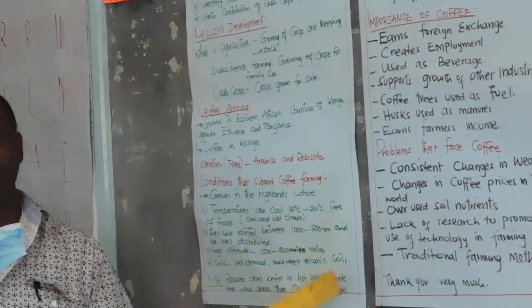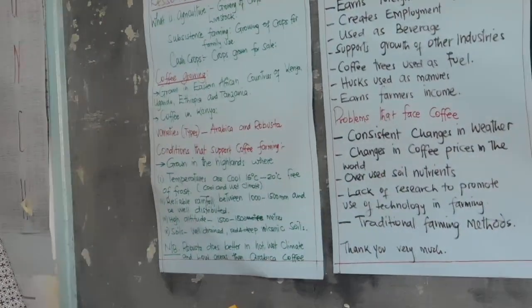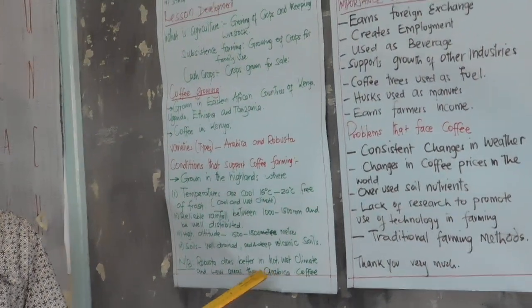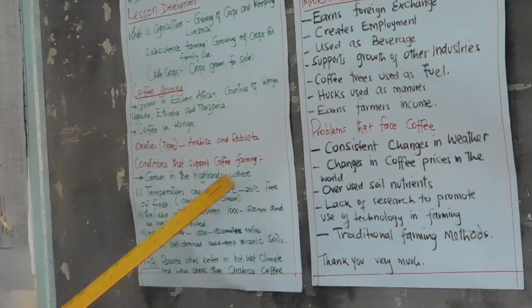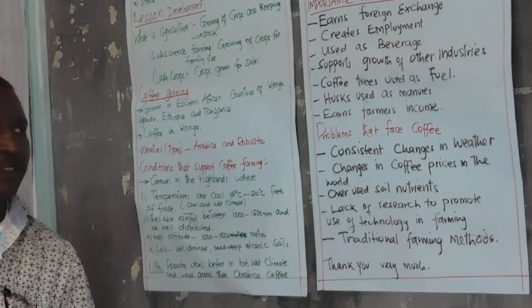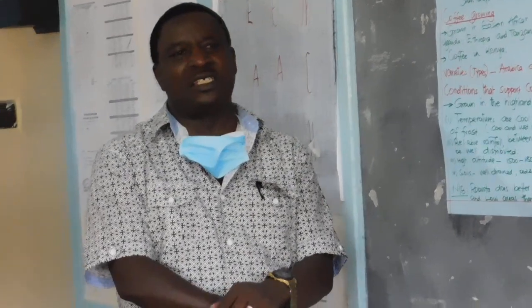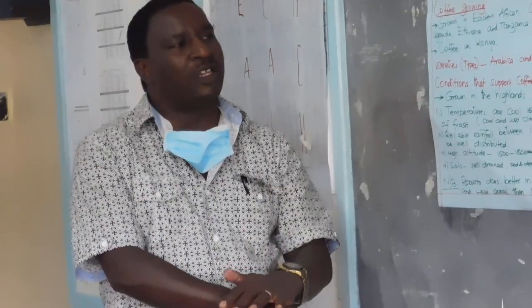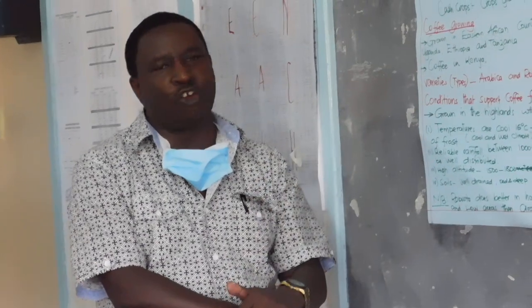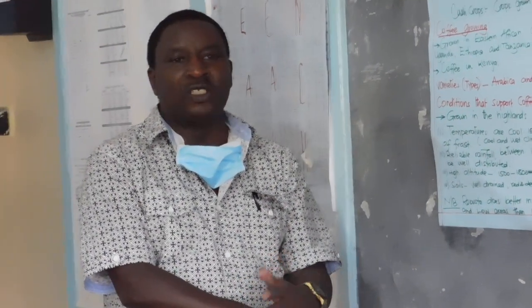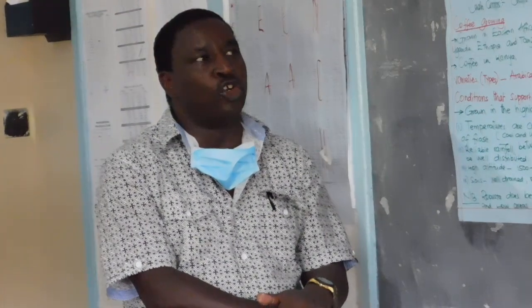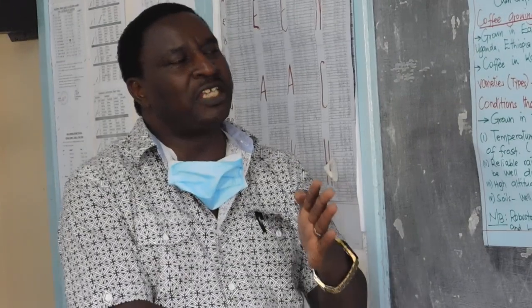Coffee is good for beverage, like cappuccinos and others that we find in the cafes. We have support for the growing of other industries. Industries that deal with pesticides that are used in the farming of coffee, they depend on coffee factories. Even roads to these areas where coffee is grown, they develop because there is something happening in the coffee growing areas. That is growth of other industries.